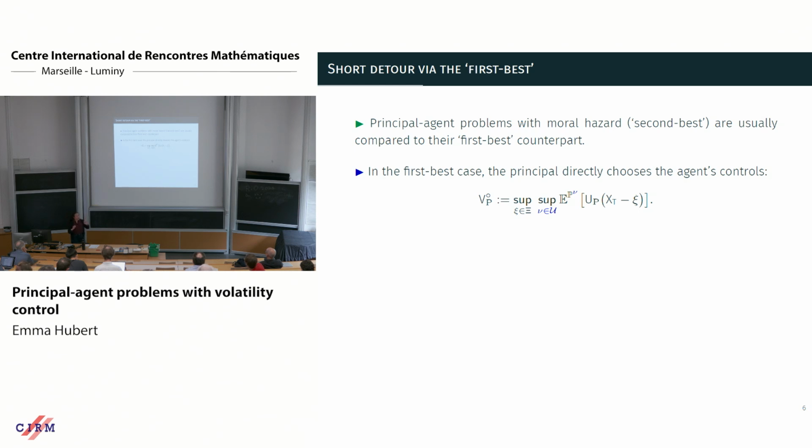So before that, I wanted to make a short detour via what we call the first best case in principal agent problems. So I told you about this principal agent problem. The goal is to study this asymmetry of information between the agent and the principal. And usually what we obtain in that case is compared to a scenario where the principal could force the agent to do whatever is best for her. Okay, so usually we compare this moral hazard, so second best case, to this kind of first best scenario where the principal directly chooses the agent's controls.